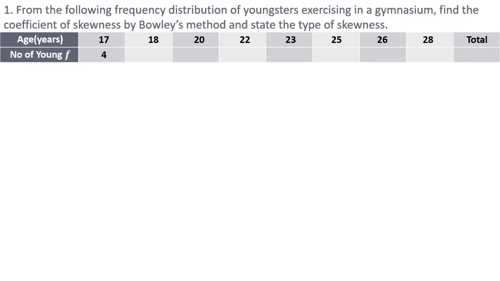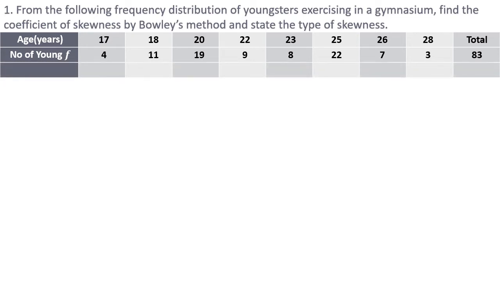Next, number of youngsters, frequency: 4, 11, 19, 9, 8, 22, 7 and 3. We need to start by calculating the first quartile, the third quartile and the median, and for that purpose we need to calculate the cumulative frequency. So 4 plus 11 is 15, plus 19 is 34, plus 9 is 43, plus 8 is 51, plus 22 is 73, plus 7 is 80, plus 3 is 83.